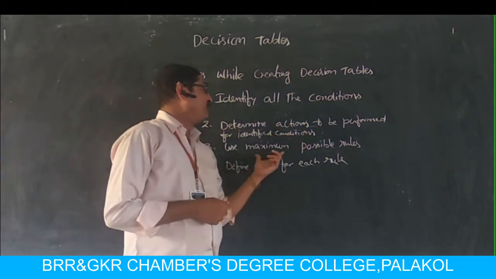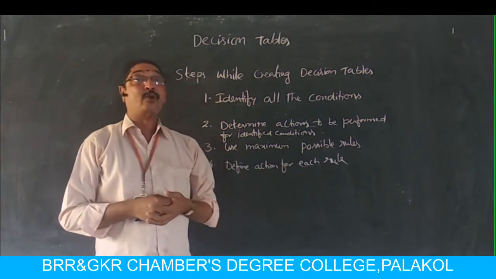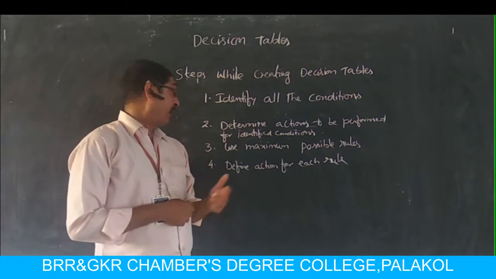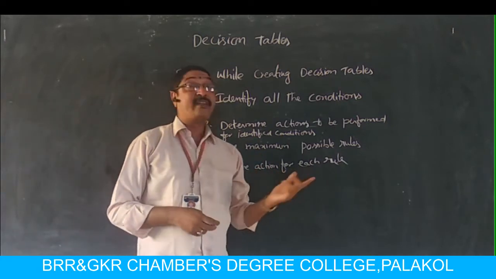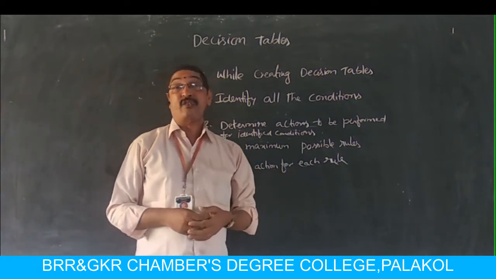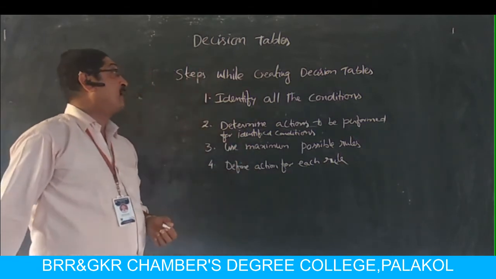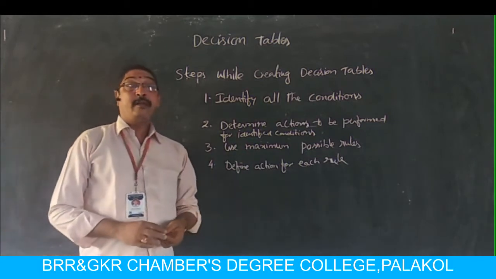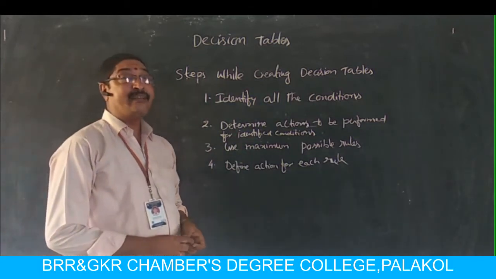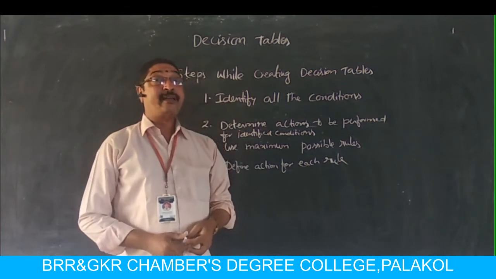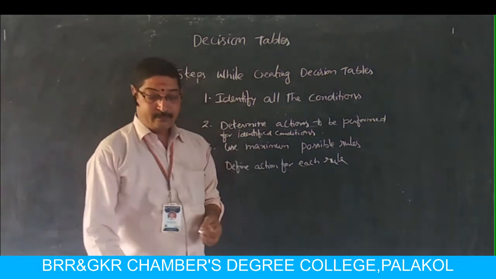Next one, use maximum possible rules. We have to use different rules also. And finally, define actions for each rule. For each rule, we have to define actions. Please study these points to keep in mind. Now, let us work with an example to discuss the decision table. An example decision table I will give you. Please study this.